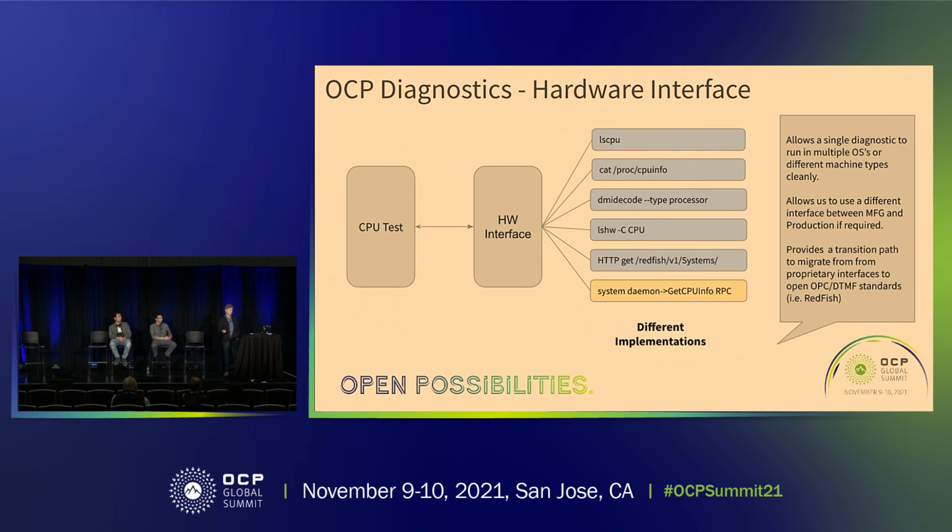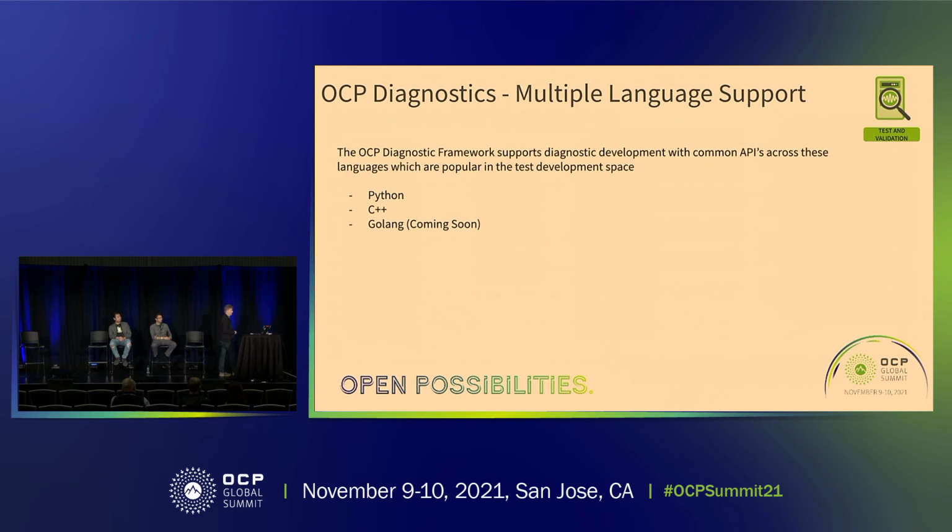Here's a real-world example of a CPU test that needs to get some information about the CPU. We target the hardware interface to ask for information about the CPU. How that hardware interface actually gets it is implementation dependent. We may use something as simple as lscpu. We may cat /proc/cpuinfo. We may use dmidecode. We may use Redfish. Or we could use a tool internal that we call Jesus. It doesn't matter, and the diag doesn't know where the data is coming from. You can reconfigure it with the file. You don't need to rebuild it.